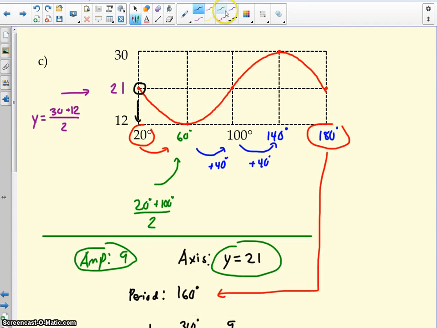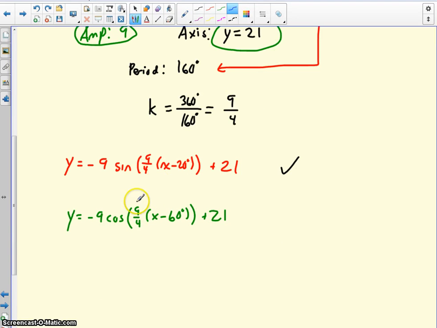The next one I created, I decided to create a cosine starting from that 60 degrees. Because it's starting at its minimum instead of its maximum, it's going to be a negative cosine graph. So it'll be a negative cosine graph with a phase shift right 60. So I get negative 9 cos bracket 9 over 4 x minus 60 degrees, plus 21.